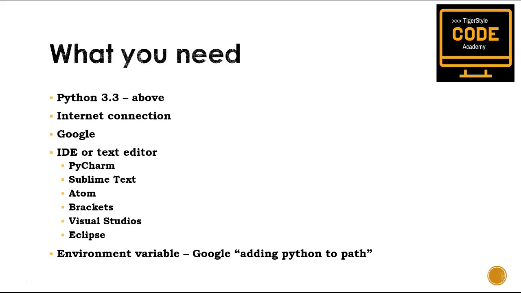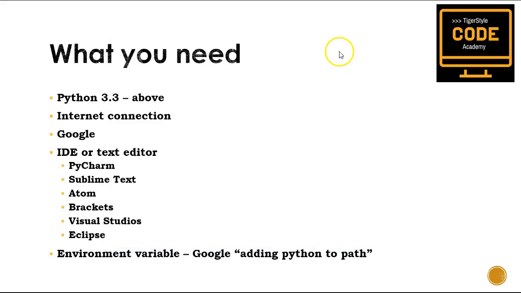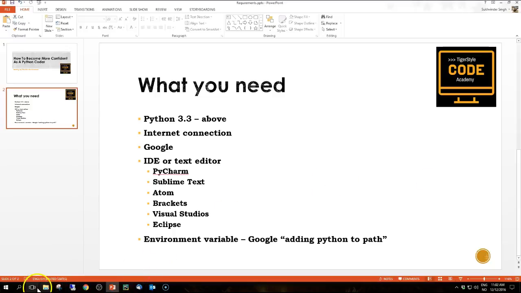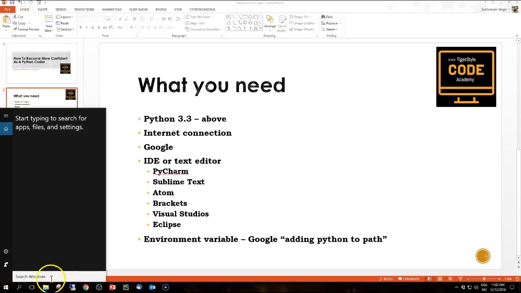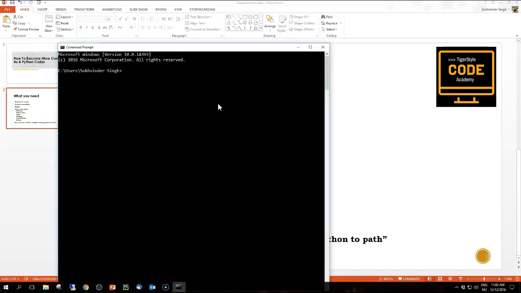And also you need to set up your environment variable. You need to set Python to path, and what that means is that when you have your command line, let me show you. I just start the command prompt to show you what I mean by adding Python to path. When you are in your command prompt, you can just type python and it will start. Here you see my version. My version is 3.5.